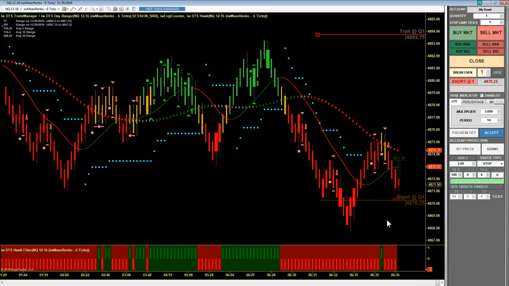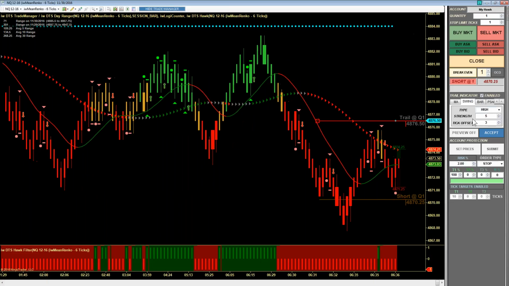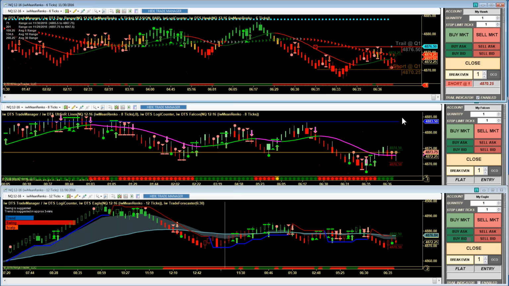All right, now we're getting a recommitment to the short side. I'm going to go with a swing strategy here. I'm going to enable it, so what it's going to do now, once the swing strategy parameters have been met, you see, it automatically brings my stop down now for me. And it will continue to manage the trade this way as well. All right, let's see what else we have going on.